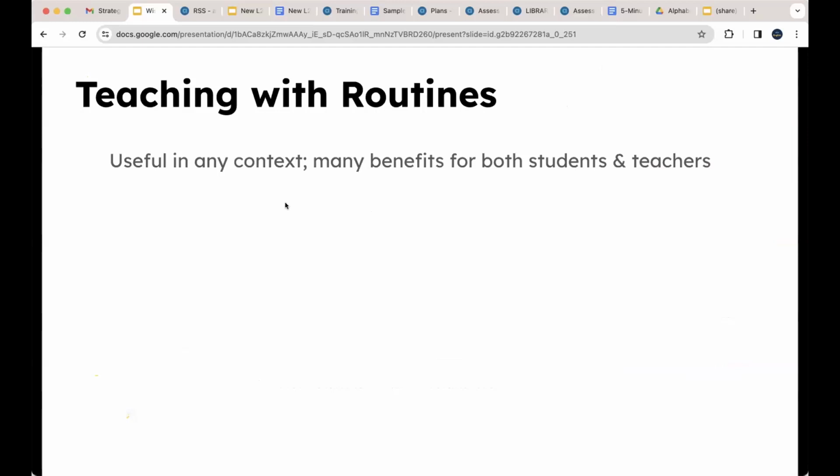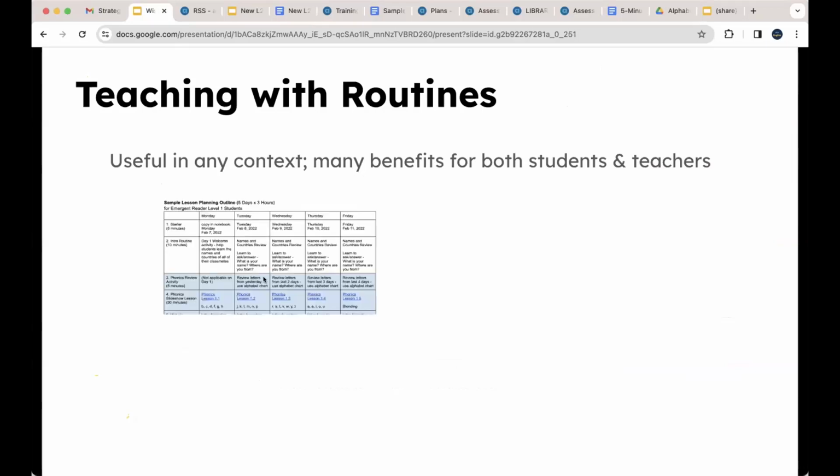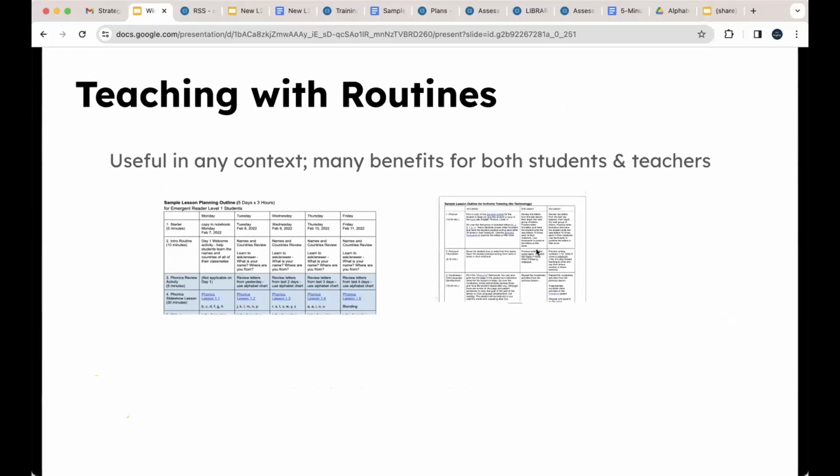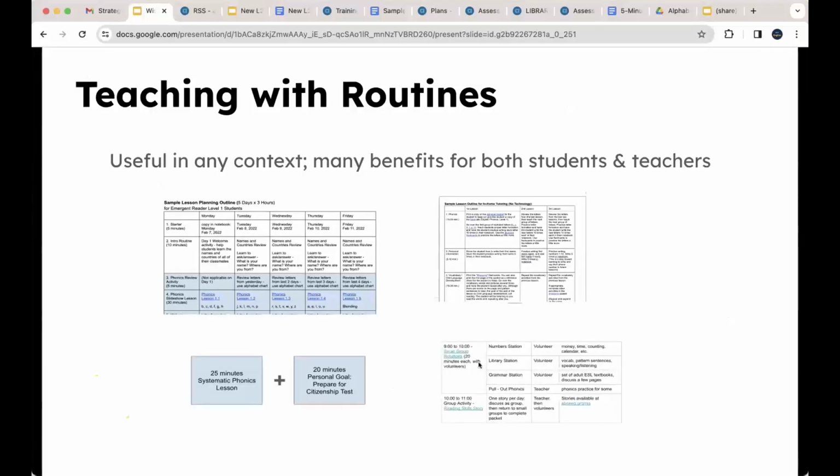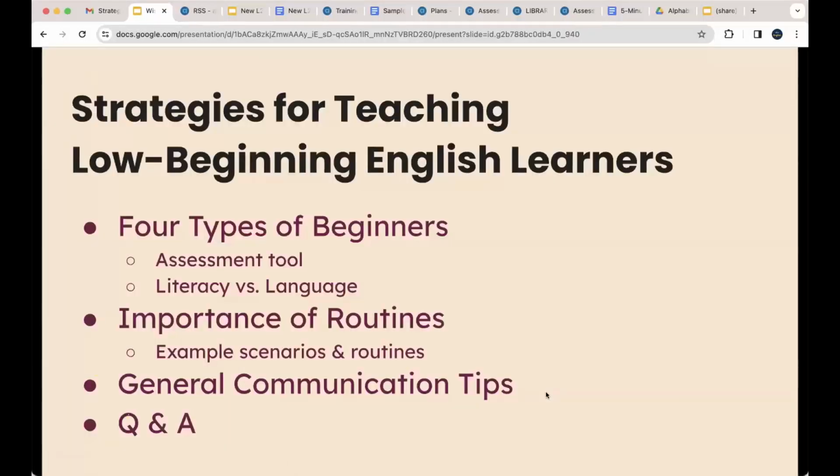All right, so teaching with routines is useful in any context. It has many benefits for both students and teachers. It can be useful when you have a group of students who are all kind of the same type of student. It's useful in less formal home teaching. It's useful in online teaching. It's useful in a mixed group with volunteers. I encourage you to think about how you could teach with routines in your specific context.